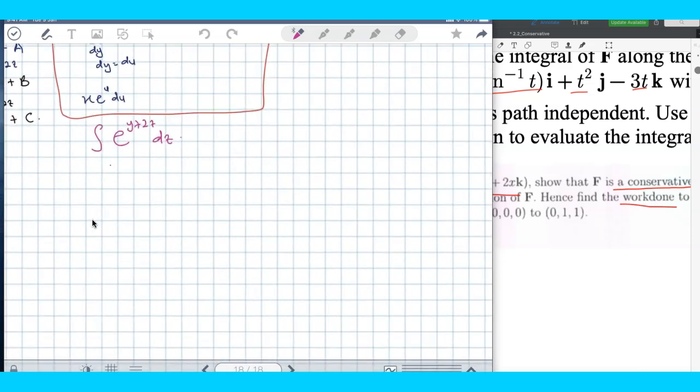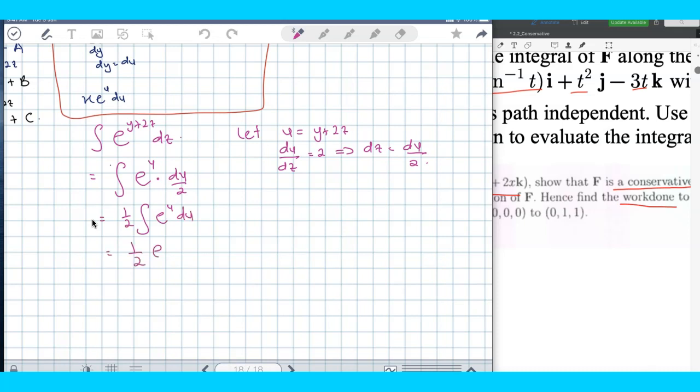For this we also implement the substitution u equals y plus 2z. du/dz is 2, so dz is du over 2. When you substitute, you have e^u and dz is du over 2. When you integrate e^u du, you get e^u back plus a constant. So the answer, e^u, is e^(y+2z).